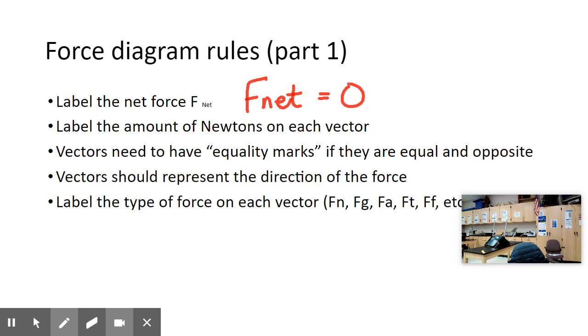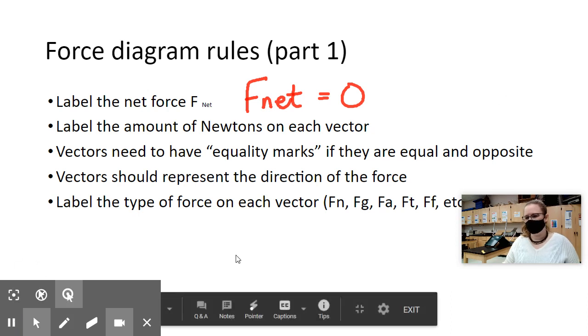So did we label the amount of newtons on each vector? Cool. Do you have equality marks if they are, in fact, equal and opposite? Yes. Do you have the directions going up and down? And are they labeled? So these are the big 5 that I'll be looking for when I am checking these. Does anybody want to take a moment and jot some semblance of that down, or are you okay? Okay. I'm gonna pause my video here.